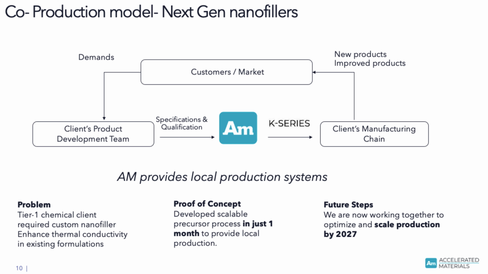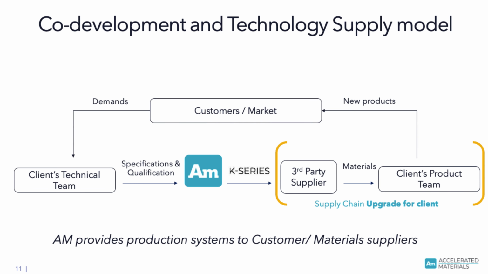Now, if we were to stretch this business model a bit bigger, we actually enter the co-development and technology supply model. Now, in this technology supply model, you'll see that not only does the client benefit, their third-party supplier, their immediate tech vendors, their OEMs, they could all be part of a whole supply chain upgrading kind of initiative, right? And that's where Accelerated Materials, our impact to the industry is amplified.